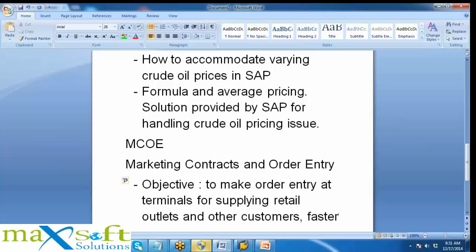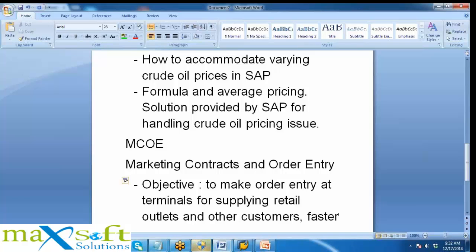And why are we supposed to make it faster? That is another question. Generally, a normal terminal caters to approximately 300 to 500 retail outlets on a given day. The product needs to reach the retail outlets at least around 9 a.m. That means the transport and other planning need to be completed at least by 6 to 7 a.m. So that is how this business works.